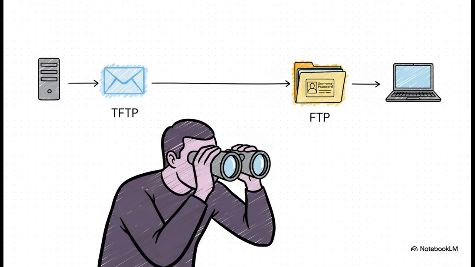But for all their differences, they share one massive, glaring weakness. A weakness that's a huge deal in the modern world. Both TFTP and FTP send every single bit of data in clear, unencrypted text. Anyone listening on the network can see it all. And for FTP, this includes the username and password. It's like shouting your login details across a crowded room.